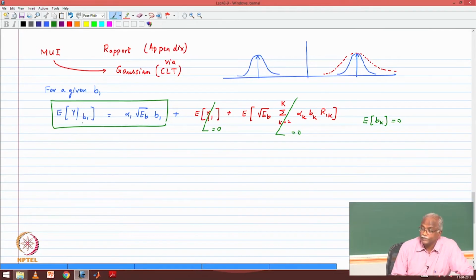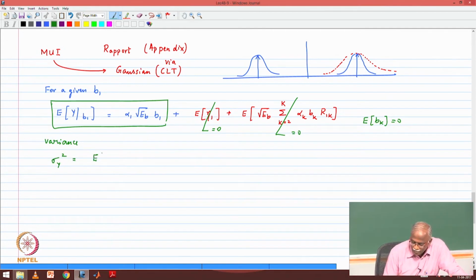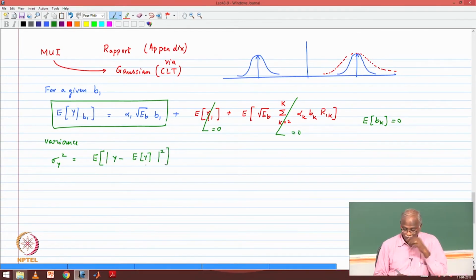Now, another important extension to this picture is the variance. The mean value is given by the bit value, but what is the variance? That is going to be the spread of this red signal. So sigma y squared is the variance of the output of the correlator for user 1. This is given by the expected value of the magnitude squared of y minus the expected value of y. Okay, so the expected value of y given B1 is alpha 1 root EB B1.